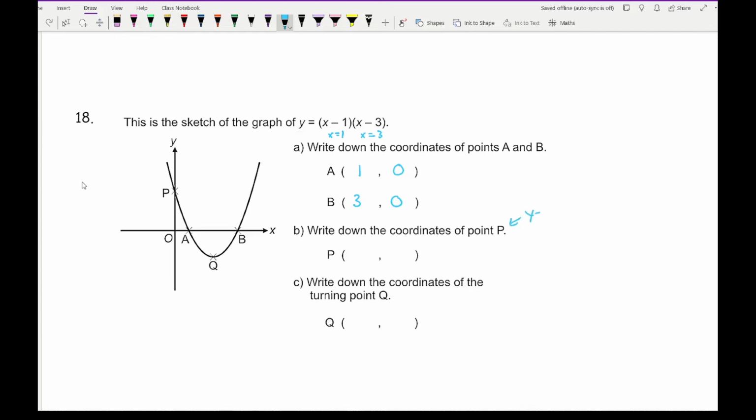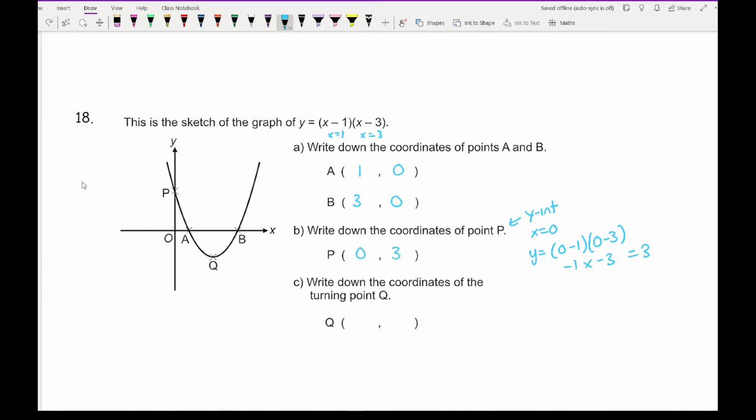The next point is point C. Now, this is the y-intercept. To find the y-intercept, x equals 0. So if I substitute x equals 0 into the equation, I end up with y equals (0 minus 1) multiplied by (0 minus 3), which is minus 1 times minus 3, which is positive 3. So it's going to be (0, 3).